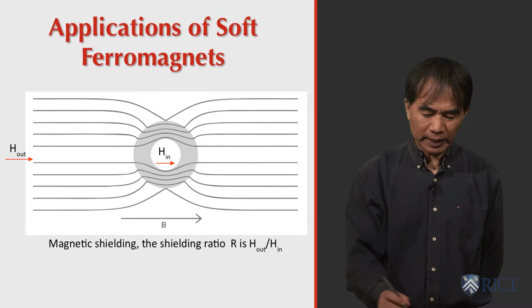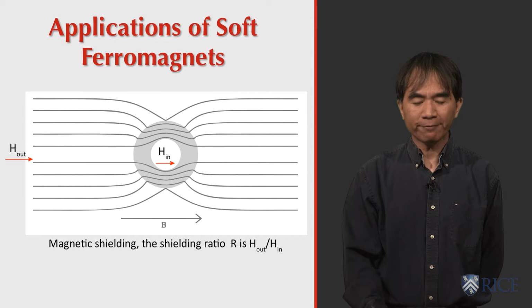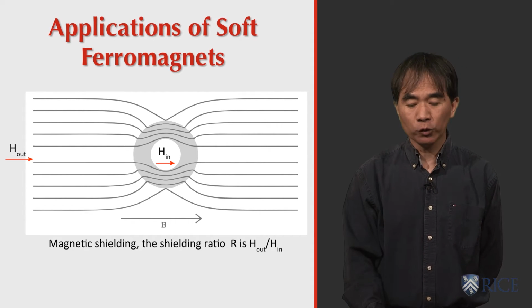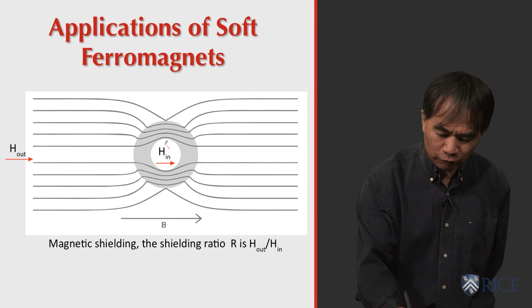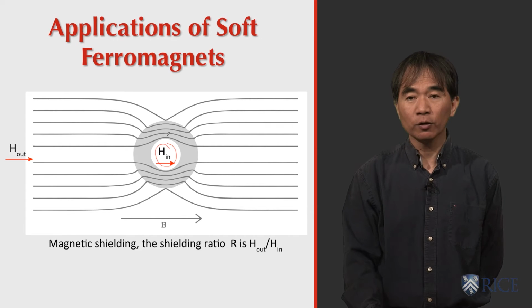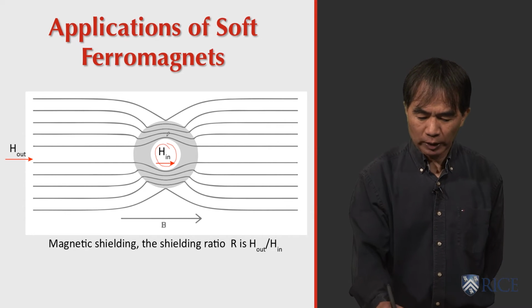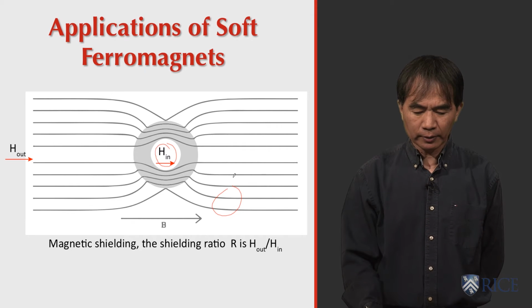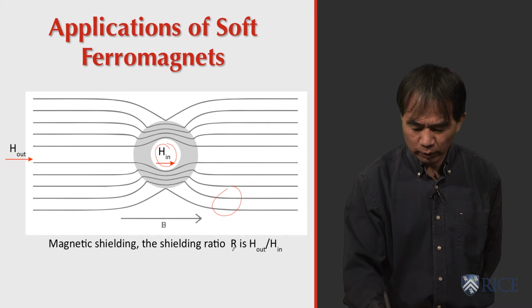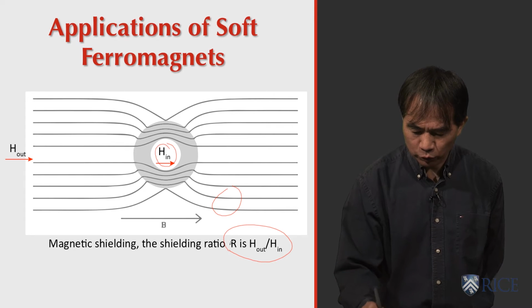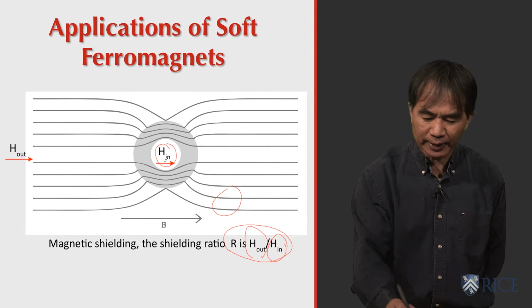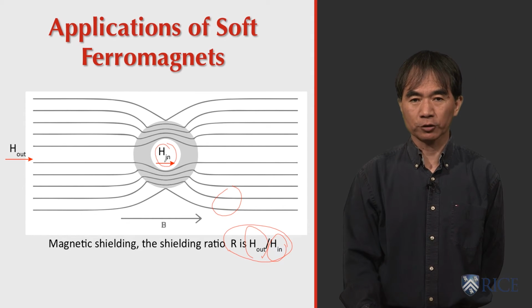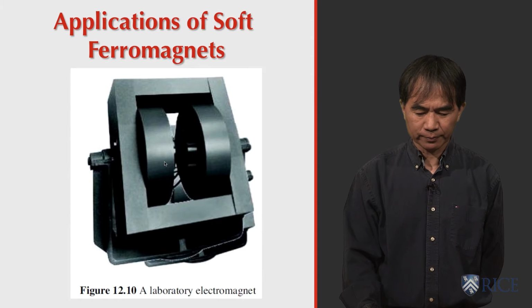That is to say, for example, in this sort of picture, if you have an external magnetic field and you want to shield it, you can use a soft ferromagnet, and then the amount of field inside the soft ferromagnet will be much less than the amount of field outside. The ratio of the two is what we call the shielding ratio, which is H out divided by H in. Of course, it depends on the size of the magnet you have in the system. So this is one of the applications you have for a soft ferromagnet.